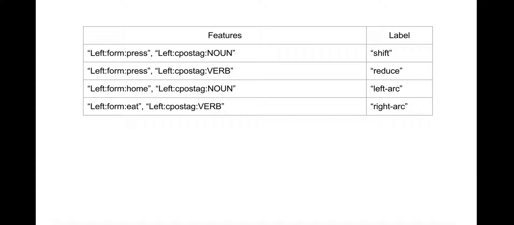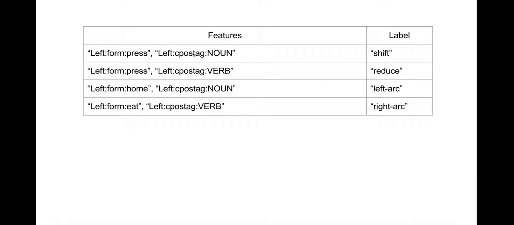Let's say we have these features on the left and the label on the right. Each row is a training instance. Note that the features are essentially indicator features. So if we say left form press, it means that this feature is present, and only those features which are represented in this list are the ones which are present. So this is a sparse representation of features.